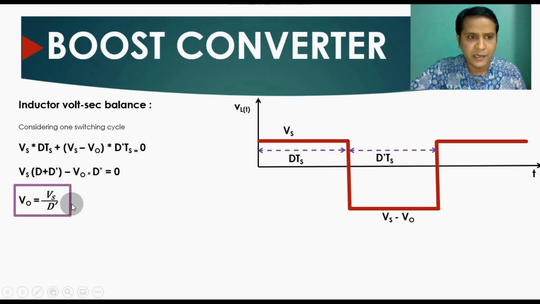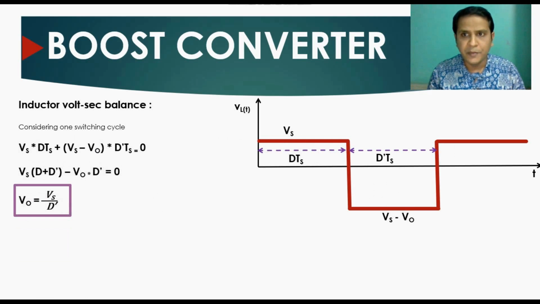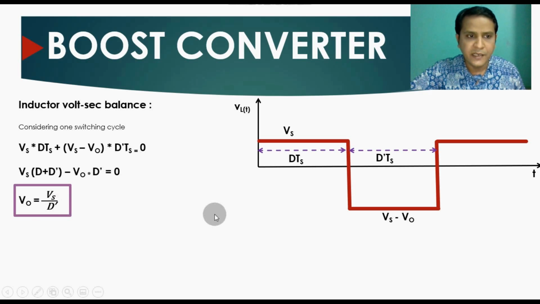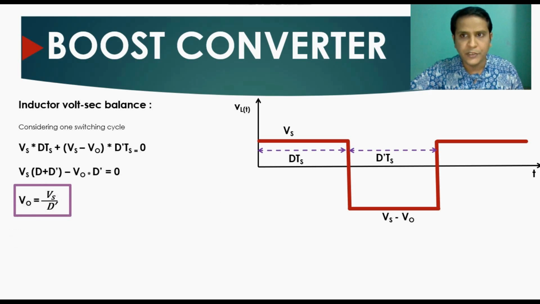This is a very important formula. You need to remember, this is a very important formula. The output voltage for boost converter is given by Vs divided by D prime times, that means off time. What is the D prime time? D prime time is 1 minus D. That is D prime times. So this is a very interesting and very important formula. You need to know how we have derived this formula and what is the use of this formula, right?